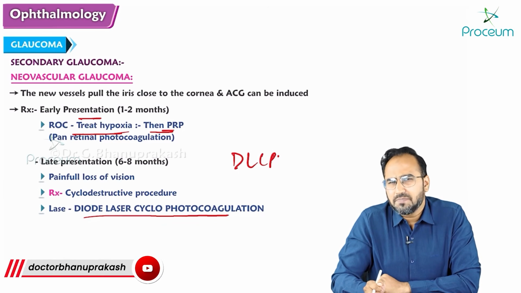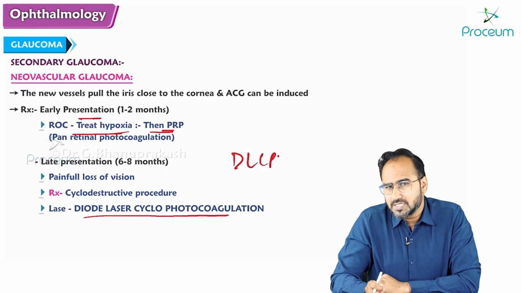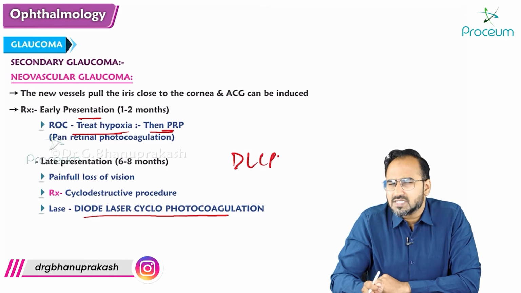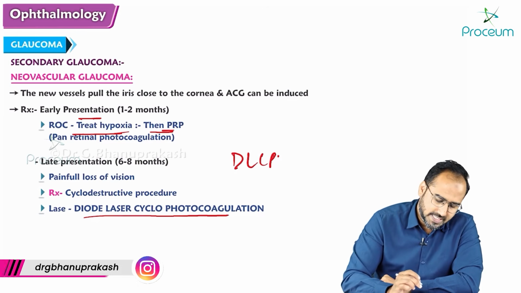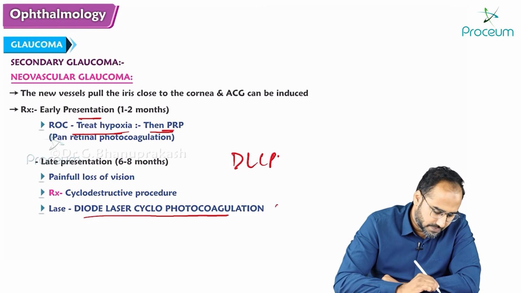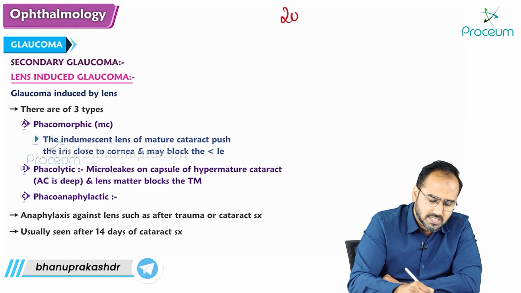You just treat the hypoxia. If you treat the hypoxia, no new blood vessels are formed. But if the patient presents late to the hospital, coming with new blood vessels, destroy the blood vessels with DLCP. What is DLCP? Diode laser cyclophotocoagulation, right?